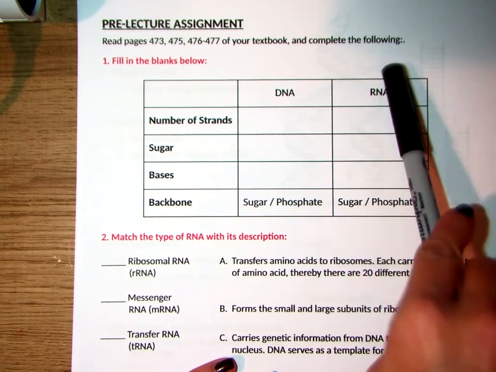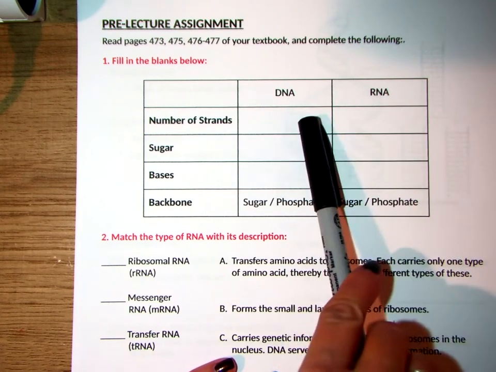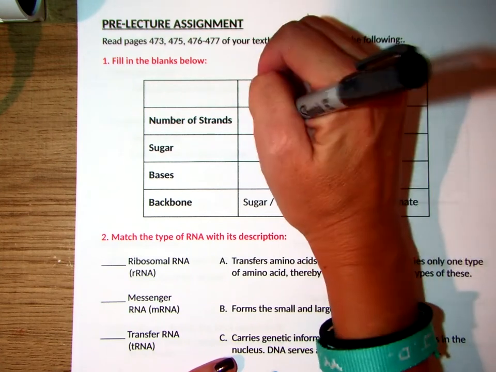So we're comparing DNA and RNA. We're going to talk about both today. So DNA has 2 strands.